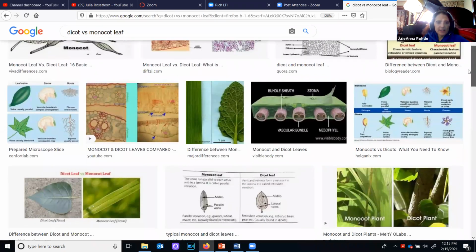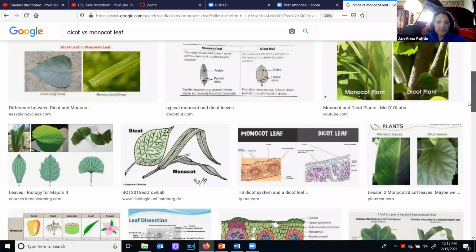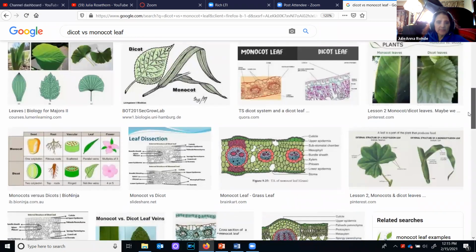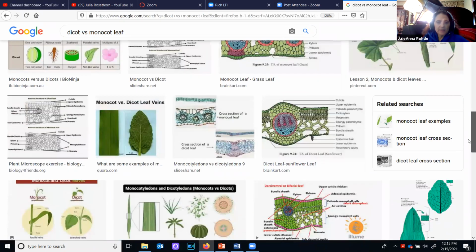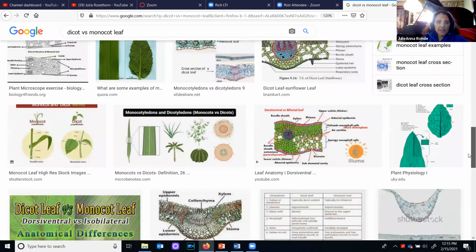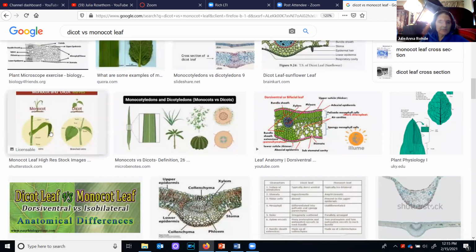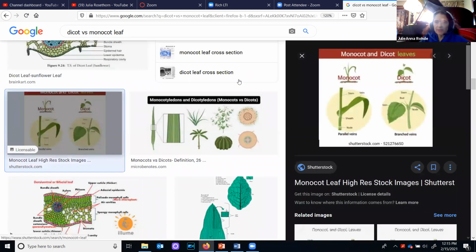Well, let's see. I've got a particular image in mind that I always like to show. Okay, this is probably the best one right here, though that's not really the seed leaf coming out.